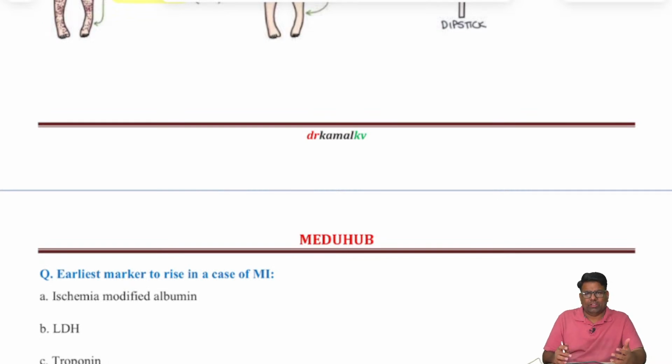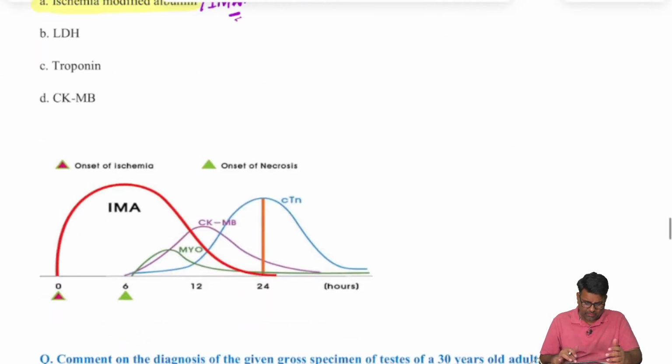Again, this we have discussed in biochemistry, and I have just slightly twisted the point. Here it is written like the earliest marker which actually exists in a case of myocardial infarction. The answer is IMA, that is ischemia modified albumin, right? So earliest is IMA, right?